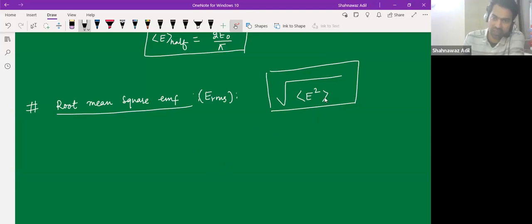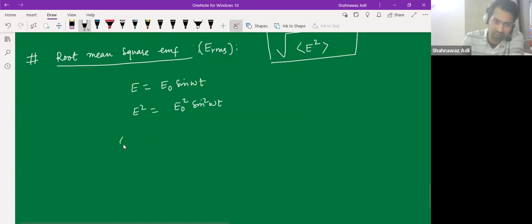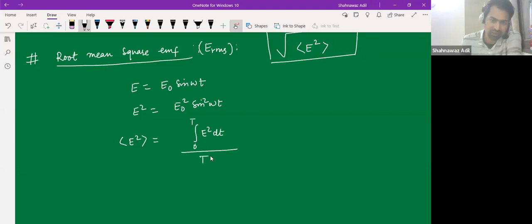Okay, so let us try to calculate this. So we have to find out E square. E is E naught sine omega t. And then we have to square it, right? So E square is E naught square and sine square omega t, right? And then we have to find out the average. So average of this function, this would be E square dt from 0 to T divided by T. This is the average, right?